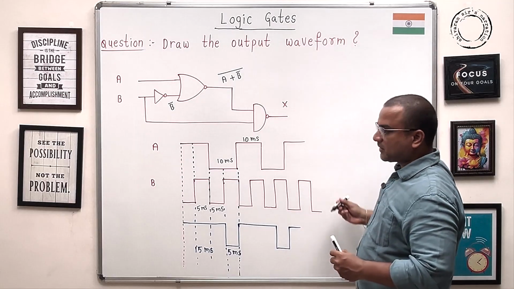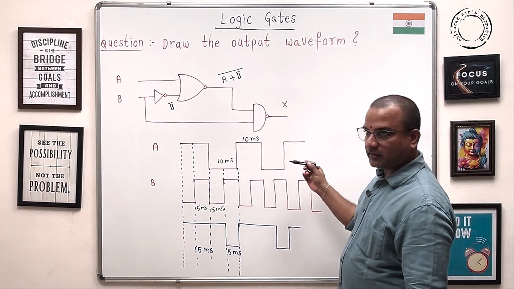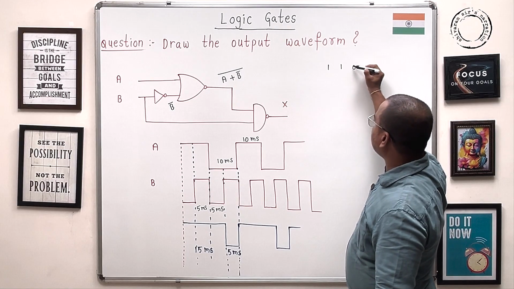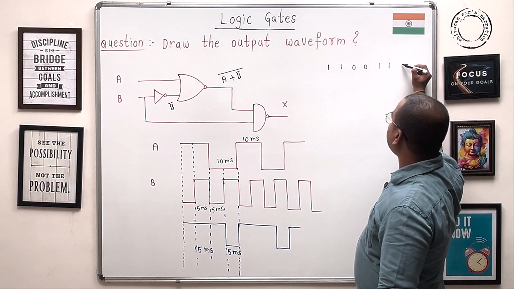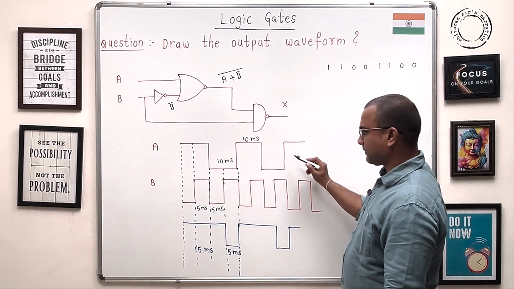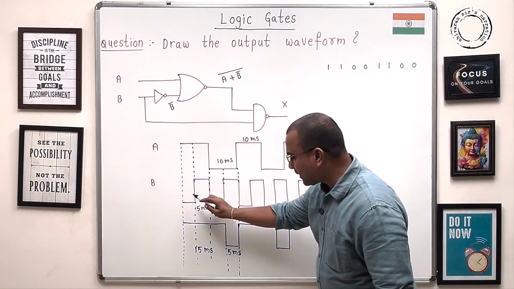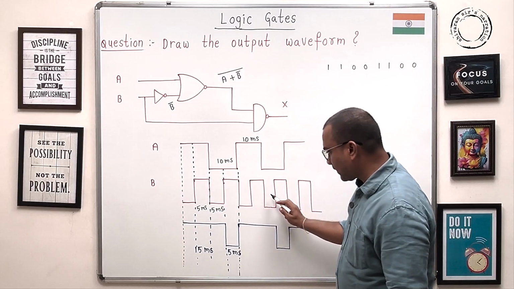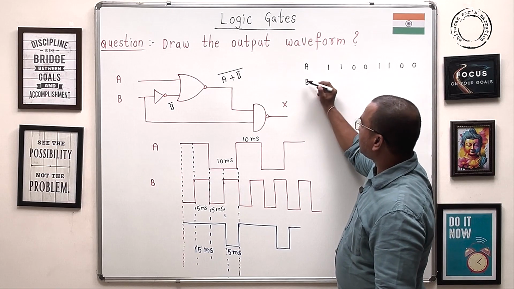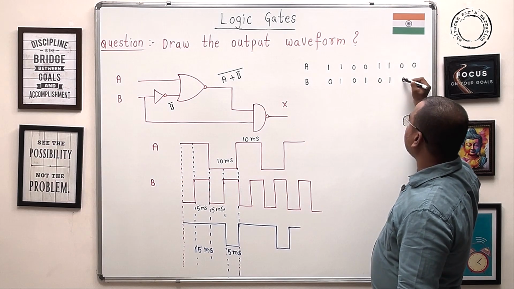Guys, see here the A. What is the sequence, guys? The bit pattern is like 1, 1, 0, 0. Again 1, 1, 0, 0. The waveform is periodic, it's getting repeated, isn't it? Similarly, B, if you see, B is like 0, 1, 0, 1, 0, 1, 0, 1.